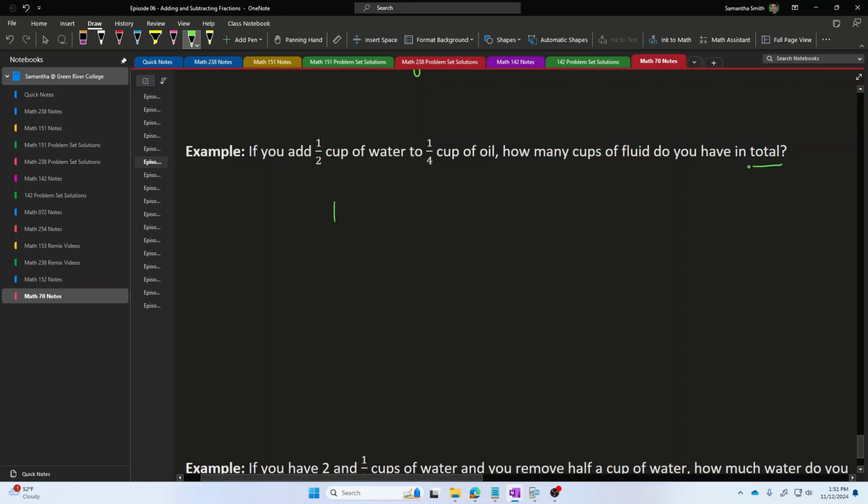So once again, my goal is to total these two numbers, so I would like to add them together. But right now, I cannot add them together because the denominators are not matching. So I will go in here and multiply the numerator and denominator of the first fraction by 2, because that will transform that first fraction's denominator into a 4 to match the denominator of the other fraction. So that gives me 2 plus 1 equals 3. 3 over 4, 3/4 cups of fluid in total.